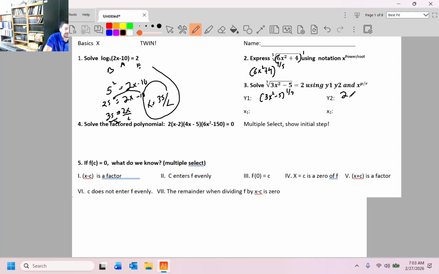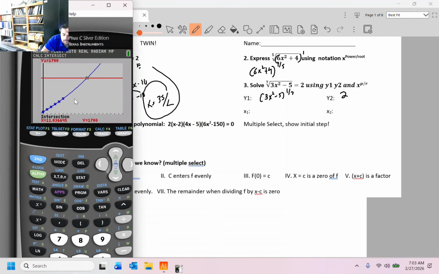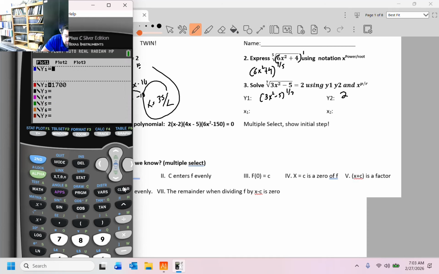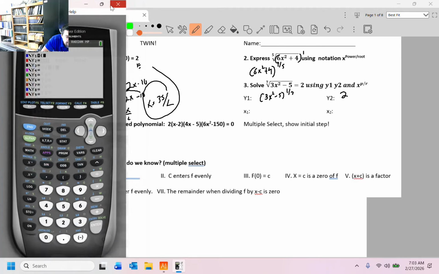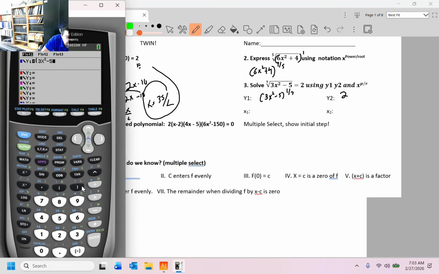Now, apparently this one has 2 answers. Maybe it does, maybe it doesn't. I don't know. We'll find out. So we have here a 3x squared minus 5, which is a parabola. Then you're going to take the 7th root of it. So you're going to get an interesting looking thing. It's raised to the 1/7 power. 2 in y2. Zoom 6 unless you're doing data.